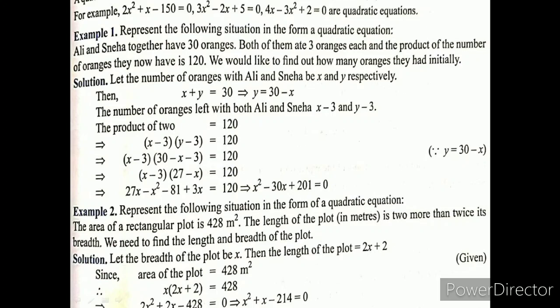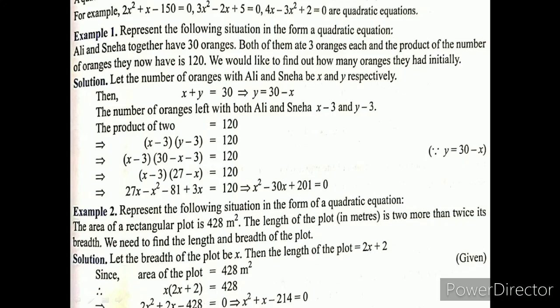equation. So the problem is: the area of a rectangular plot is 428 meters square. The length of the plot is 2 more than twice its breadth. We need to find the length and breadth of the plot.